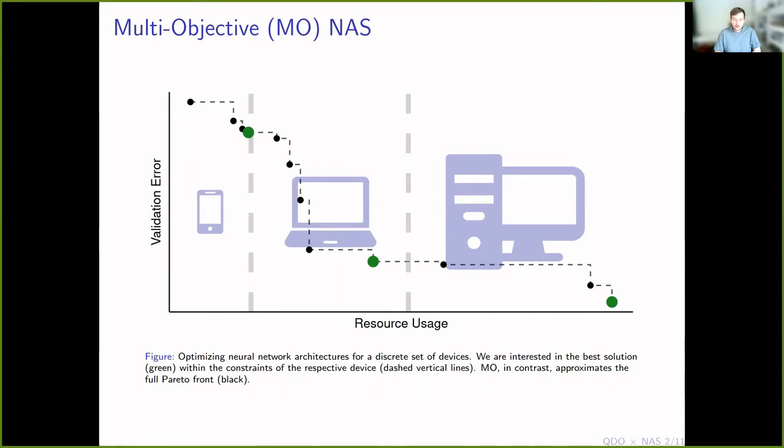The vertical lines are so-called niches, and here they directly reflect constraints on hardware devices. Once I am within a hardware constraint, my goal is to find the best architecture that fits on this device. So the green points are actually of interest, and not the whole Pareto front. This is essentially solved by formulating multi-objective NAS as a quality diversity optimization problem, and this is what our paper is all about.